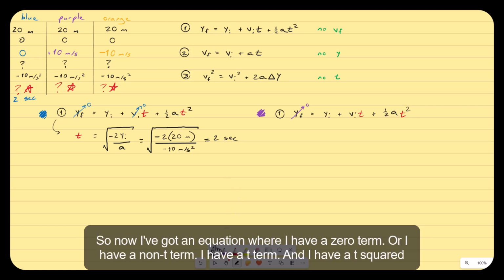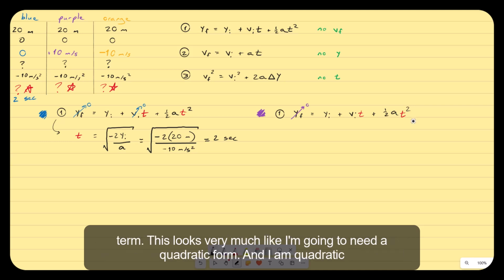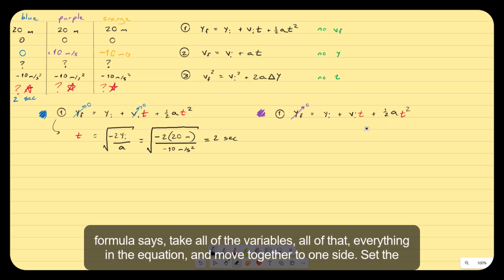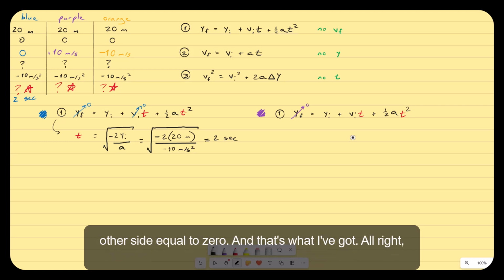So now I've got an equation where I have a non-t term, I have a t term, and I have a t squared term. This looks very much like I'm going to need a quadratic formula, and I am. Quadratic formula says take everything in the equation and move it together to one side. Set the other side equal to 0. And that's what I've got already.